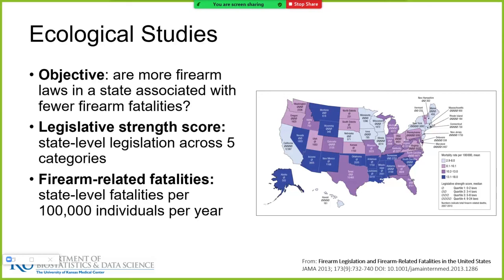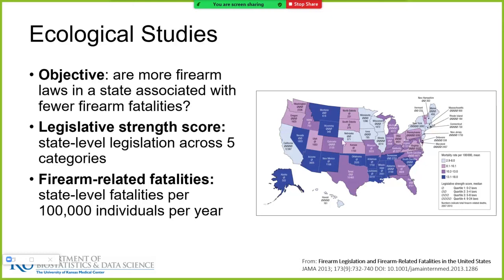And there's a couple of outcome measures. The independent variable is the legislative strength score. It's basically a numeric measure that tries to summarize the amount and the restrictions a state legislator has put on firearms. So the higher the value, the more restrictions. And then firearm-related fatalities is a state-level measure, a number scaled per every 100,000 individuals per year. So it's a measure of sort of the risk of a firearm fatality in a state.